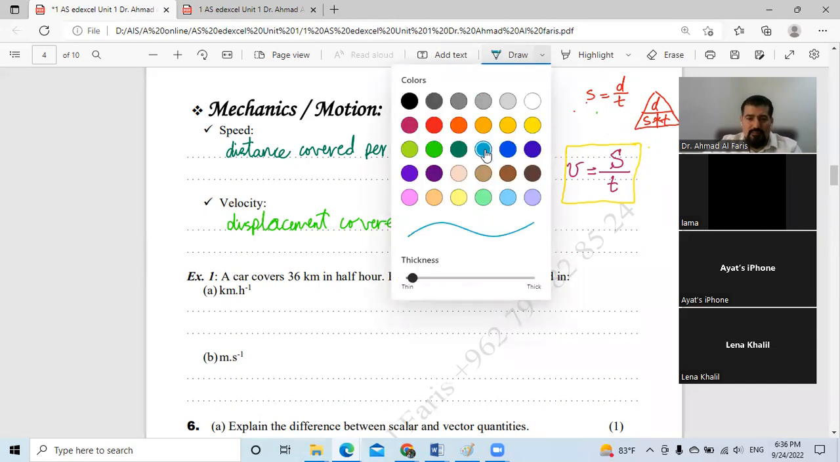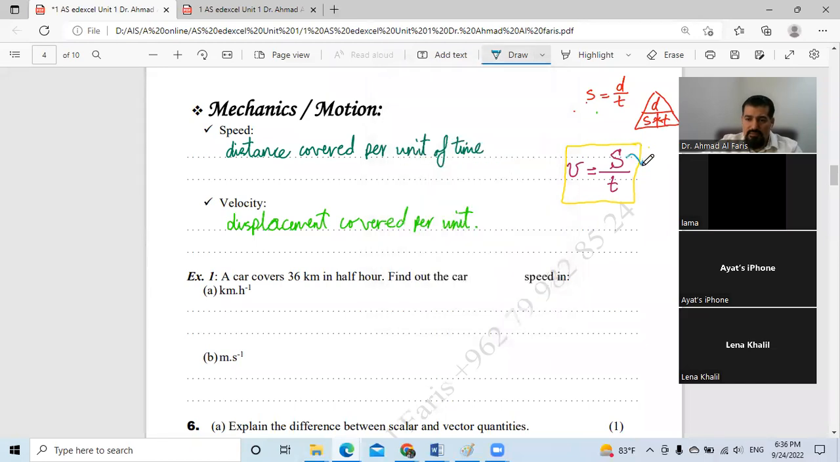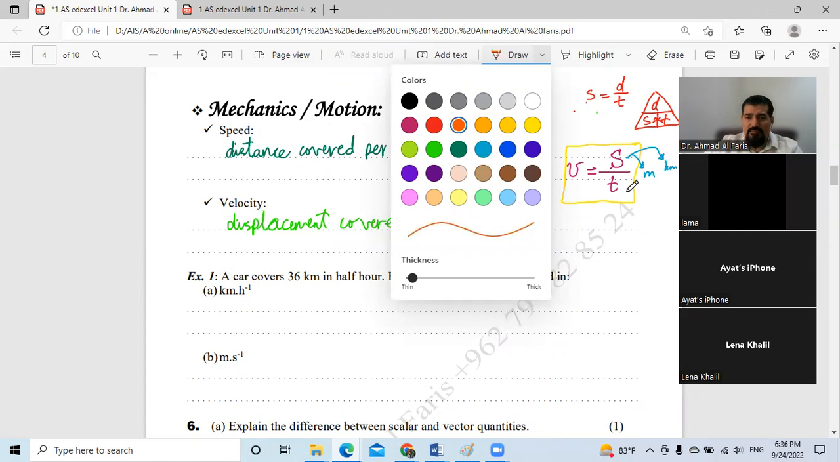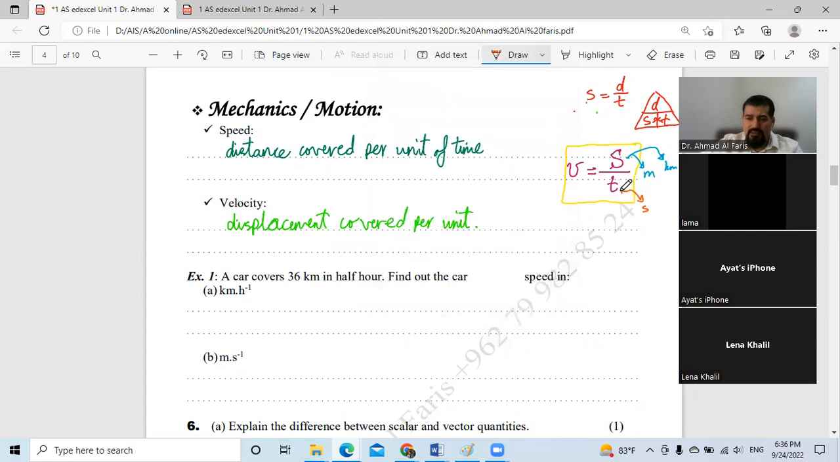Now, who can tell me what is the unit of this distance or displacement? Yes, send me on the chat. Thank you, Lama. Thank you, Noor. The unit of distance can be meters, or it can be what? Kilometers. Bravo. And what's the unit of time here? It can be seconds, or it can be what? Hours. So what will be the unit of speed or velocity? It can be what? Bravo. It can be meters per second, or what?